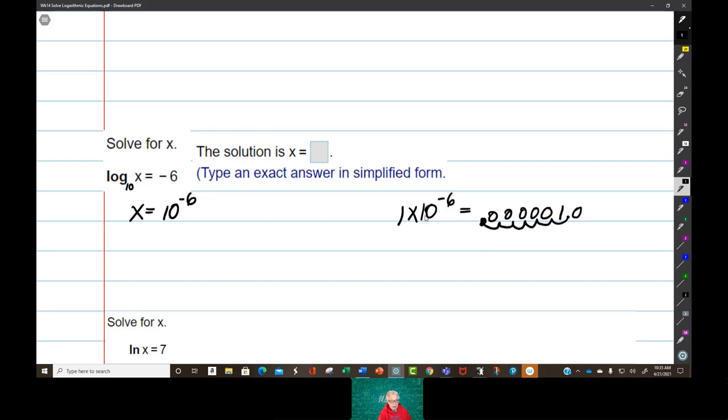So what 10 to the negative 6 equals is a pain to write down. A very, very small number, but not negative. A negative sign on an exponent has nothing to do with the negativity of the base raised to that power. Okay, so just remember that.